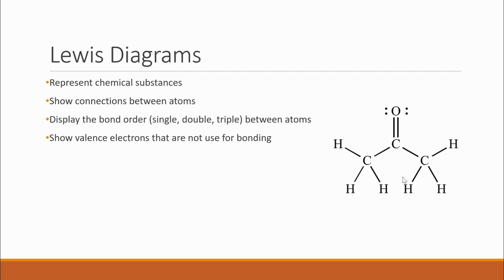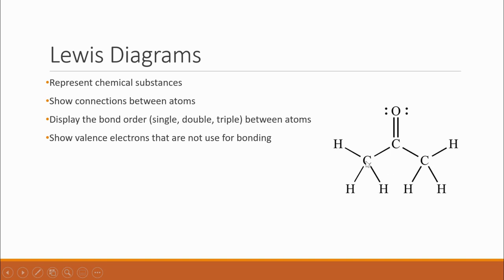So here we have an image of acetone, and you can see that each carbon atom is bonded, with a single bond, to a hydrogen. In a single bond, that represents 2 electrons. So each of these bonds is 2 electrons, and then we have a carbon double bonded to an oxygen. So each bond represents a pair of electrons. So this is 4 electrons in between the carbon and the oxygen. And then these 2 dots on either side of the oxygen represent non-bonding valence electrons.